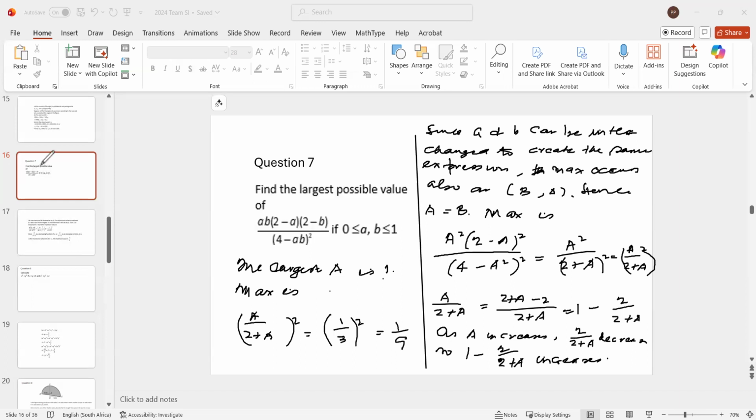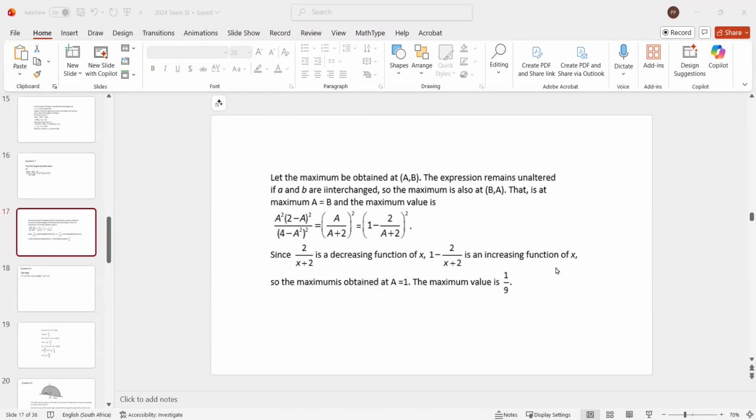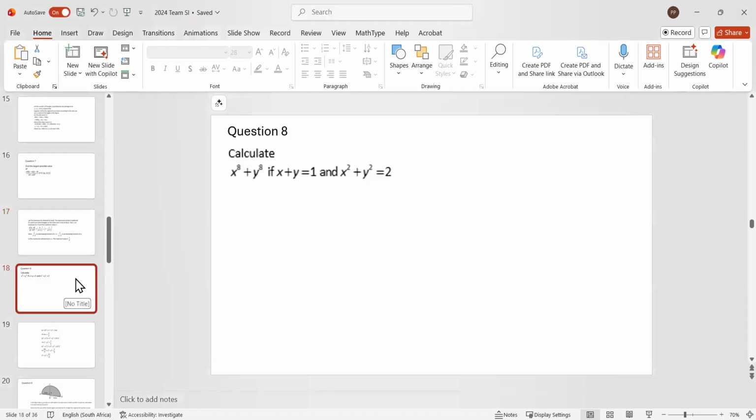Well, as I pointed out, these solutions are all worked out. So you can see the maximum value is 1 over 9. You can have a look at that solution as well. Now, let's go on to the next problem, question 8.